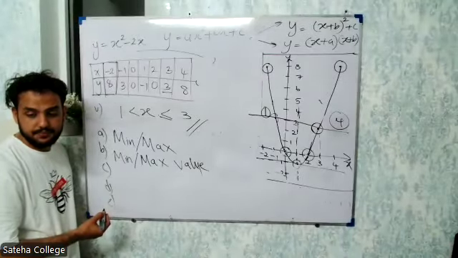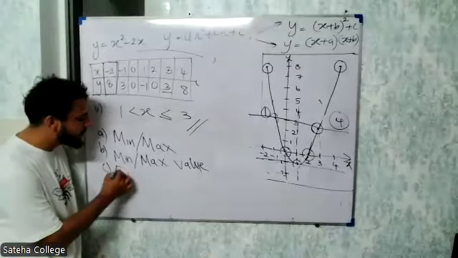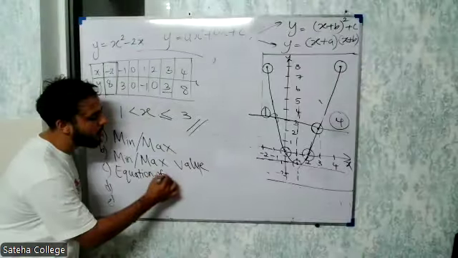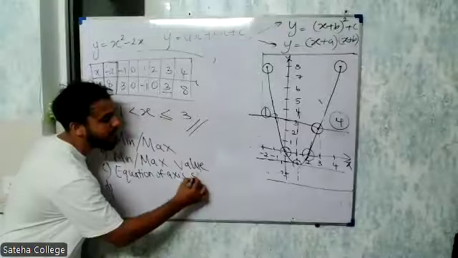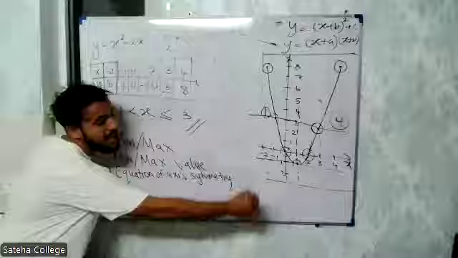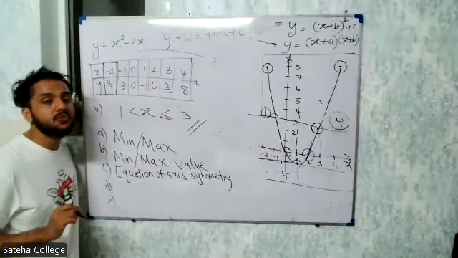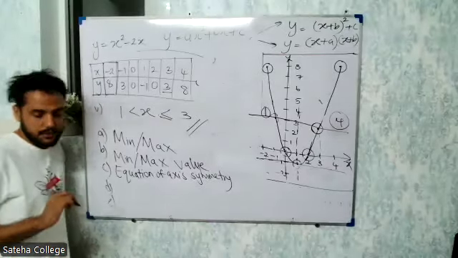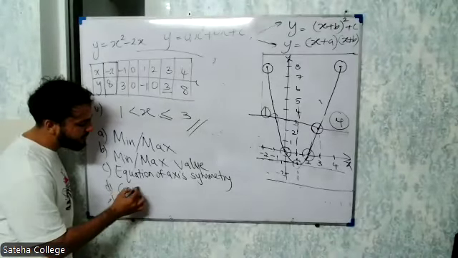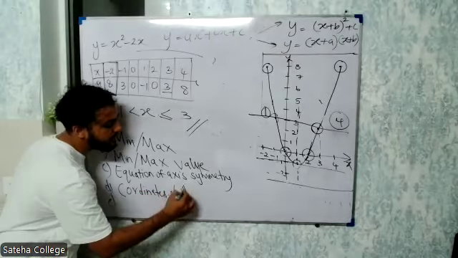Third one. Very good. Equation of axis of symmetry. You tell the equation of axis of symmetry. That is where the graph is turning. You draw a line and the relevant x value is your equation of axis of symmetry. What is the fourth one? Coordinates of the turning point.